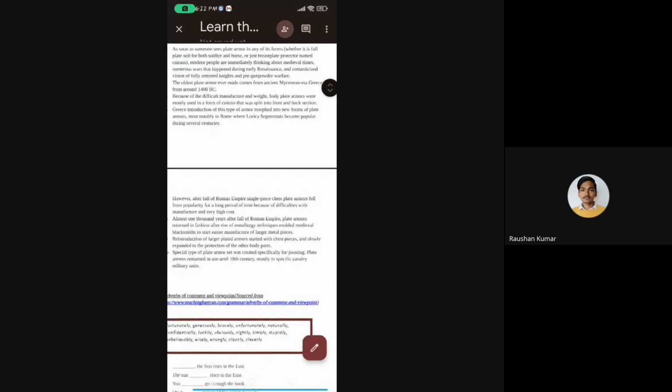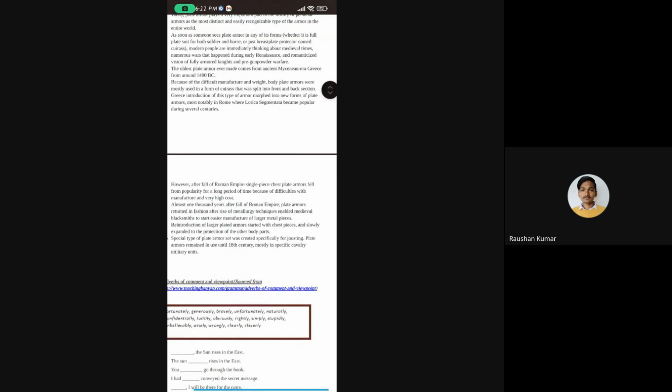Fifth one: "Because of the difficult manufacture and weight, body plate armors were mostly used in a form of cuirass that was split into front and back section." Mostly in the second line. That's again manner. Ma'am, would that be manner or frequency? Mostly used in a form. No, it would be manner.